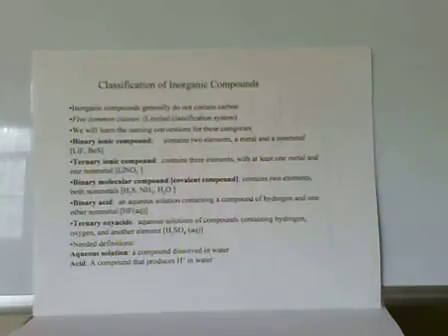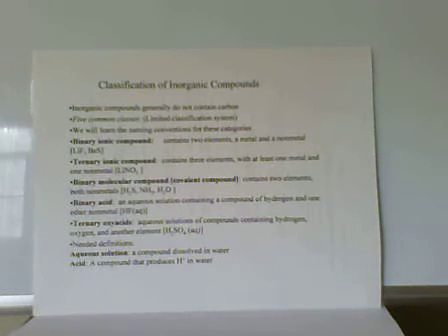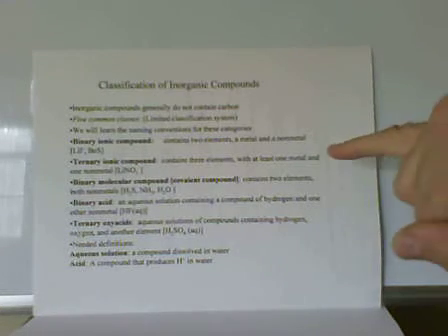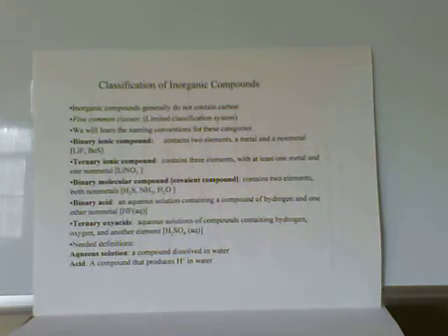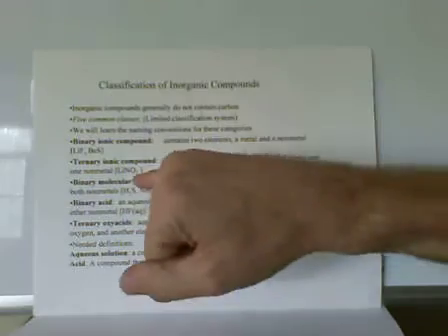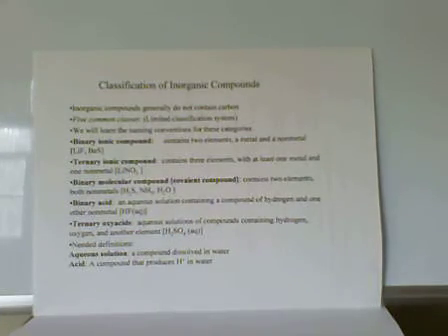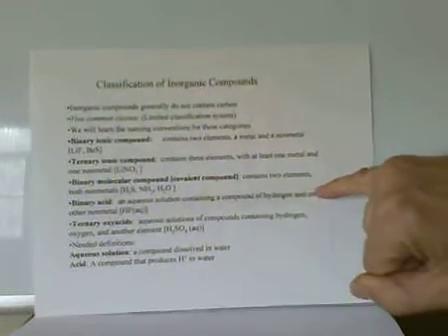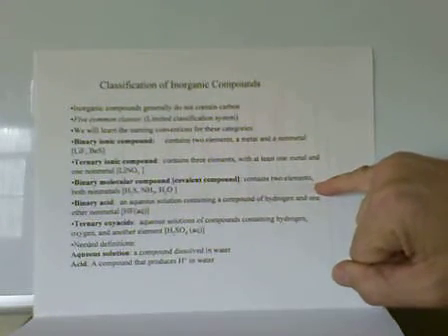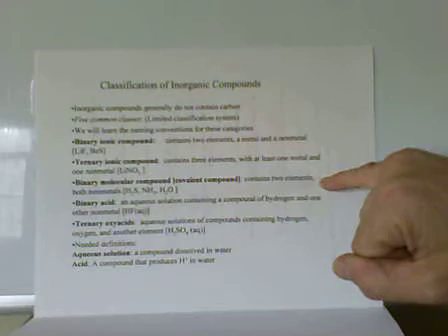So the compounds that we are going to study in this course include binary ionic compounds. That will be a metal with a nonmetal. A ternary ionic compound, that will be a metal with a polyatomic anion. We also have binary molecular compounds that contain two nonmetal elements bonded together.